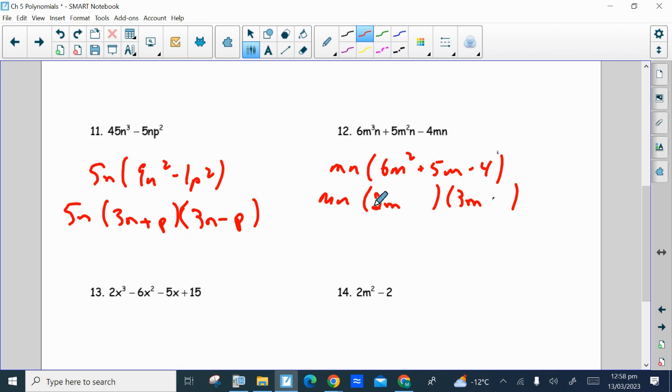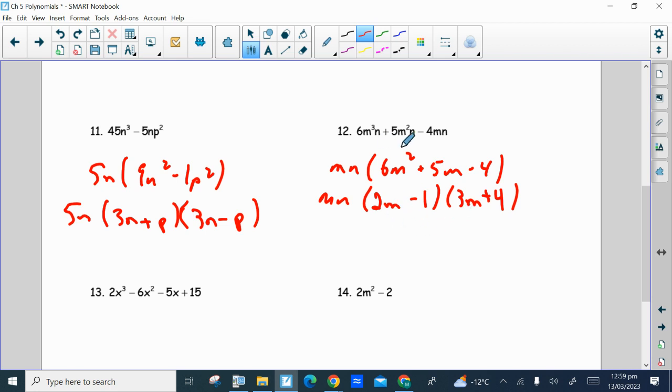But it will not be 2 and 2. You would not have a 2 with the 2m. We talked about that. So the only thing that might work is if we have a 1 there and a 4 there. They multiply to get negative 4, so their signs have to be different, one positive, one negative, and they add to get positive 5m, which tells me probably that the bigger number would have to be positive and the smaller number negative.